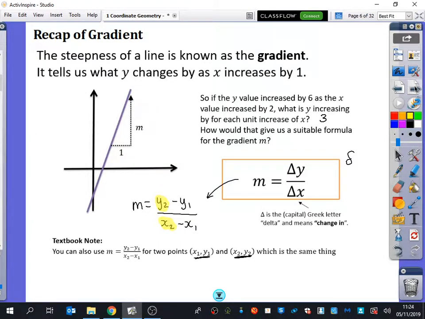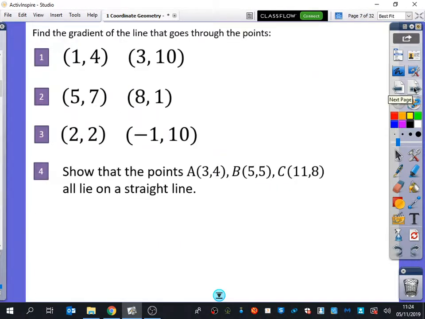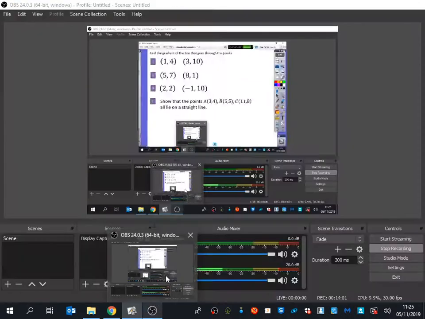So you have got here 4 questions that I want you to have a quick go at to find the gradient of the line that goes through these points. Number 4, think carefully about what it says. It says, show that the points A, B, and C all lie on a straight line. I'm asking you about gradient here, so think about how the gradient may be able to help you with this. I'll give you a couple of minutes to do this, so I'm going to pause the video here.